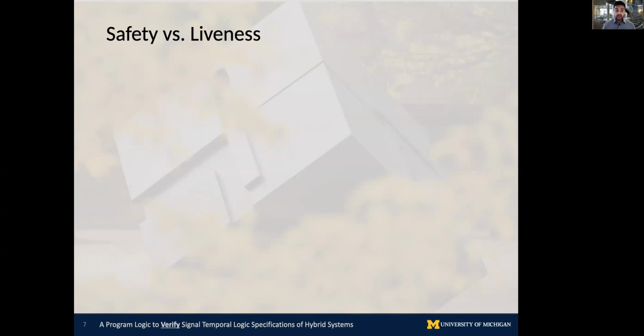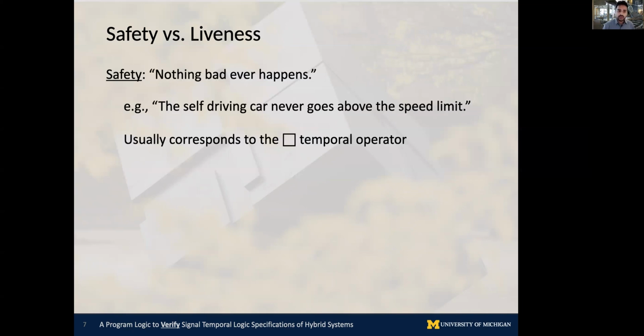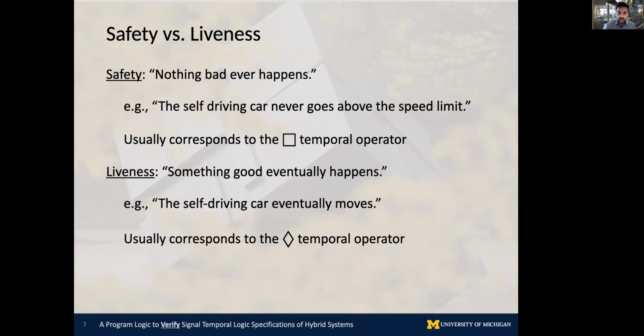There's also this notion of verifying in the title of this talk. For our purposes, just as a clarification, verification essentially focuses on safety and liveness. Safety essentially means that nothing bad ever happens in the system, and this usually corresponds to the box temporal operator, whereas liveness refers to something good eventually happening, and this typically corresponds to the diamond temporal operator.